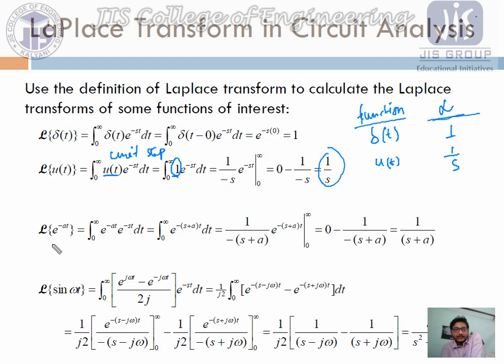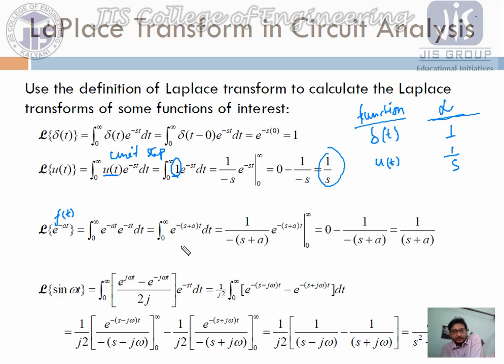And similarly, there is another function we have taken, that is e to the power minus at. If we take e to the power minus at as our time domain function, it means this is our f of t. So again we can write the integration from 0 to infinity, and in place of f of t we write e to the power minus at into e to the power minus st dt.